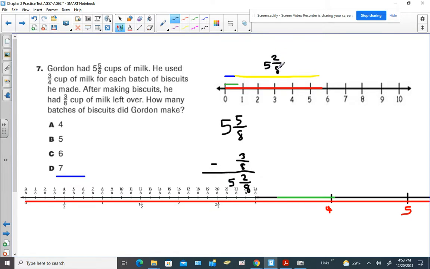Now if you want to simplify that, you can, because remember that's equal to 5 and 1/4 if you want to simplify that. Now as an improper fraction, how many fourths would that be equal to? We'd do 4 times 5, which is 20, and add in the 1, which is 21. So as an improper fraction, we're talking about 21/4 that are being used to make biscuits.